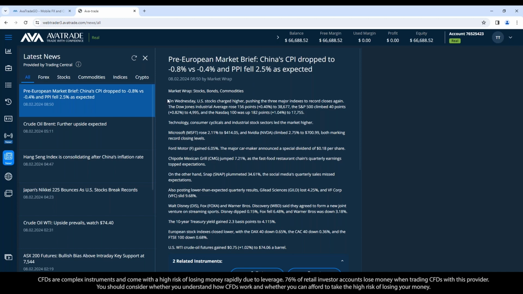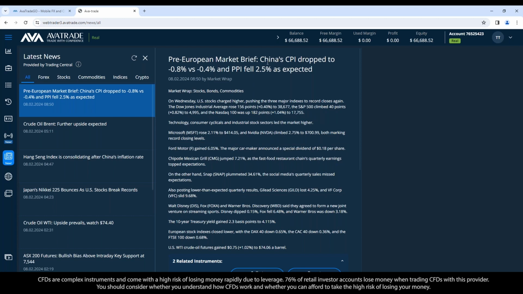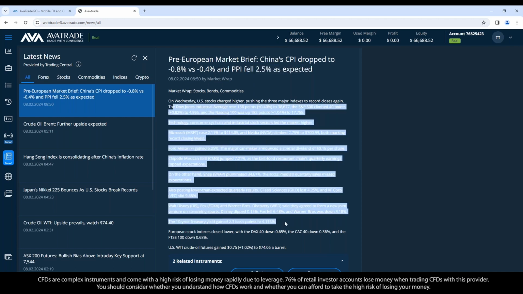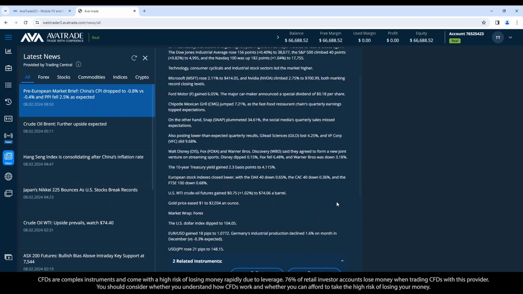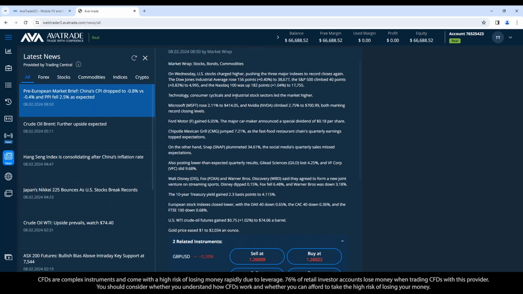Okay, so you can read through this information quickly, the pre-European market brief. It's talking about China's CPI dropping, PPI fell as expected, and analyzes that for you, and then lists instruments that might be related to that you could trade on. Okay, so the related instruments here are USD pairings reacting to the news out of China. So read the article. It might give you a bearing on what you might want to trade on.